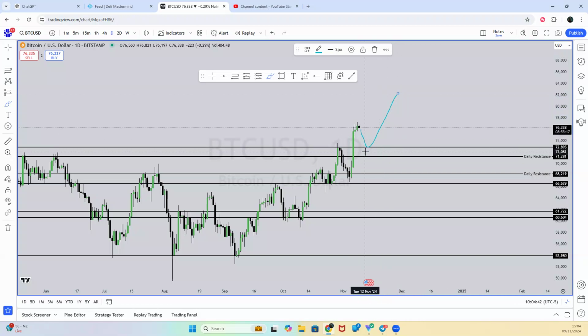And this might potentially be a good place to be looking to go long, so at that kind of 72,895 type area. So that's support and resistance, and then you can do exactly the same thing.